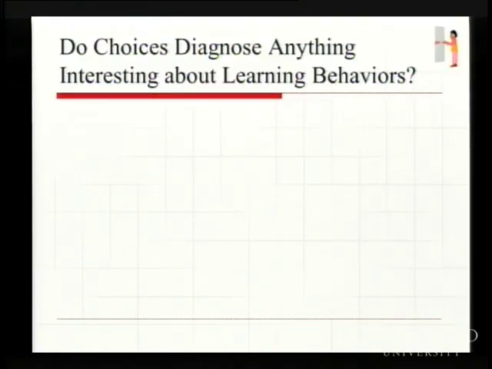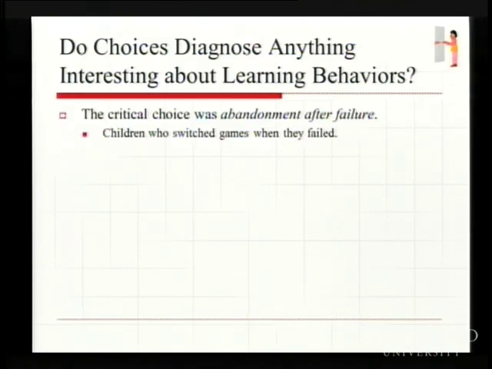So the question is, do their choices diagnose anything interesting about their learning? The critical choice here was abandonment after failure. By abandonment, I mean they played a game, they lost. Do they leave that planet and go to another one? If that happens, we call that abandonment after failure. If they stick with it and try to get it right, that's not abandonment. If they got it right, then there's no chance for abandonment. So it's basically, how often do kids switch games when they fail?